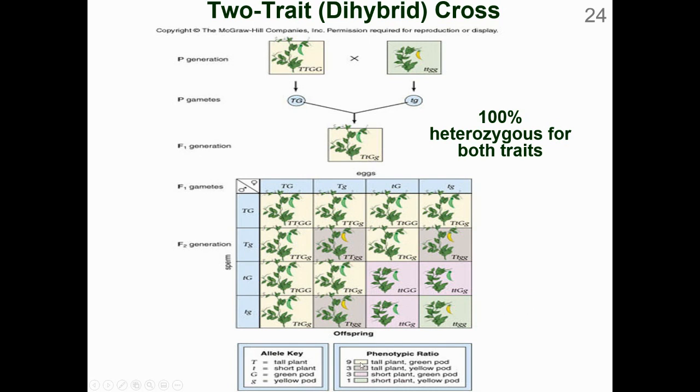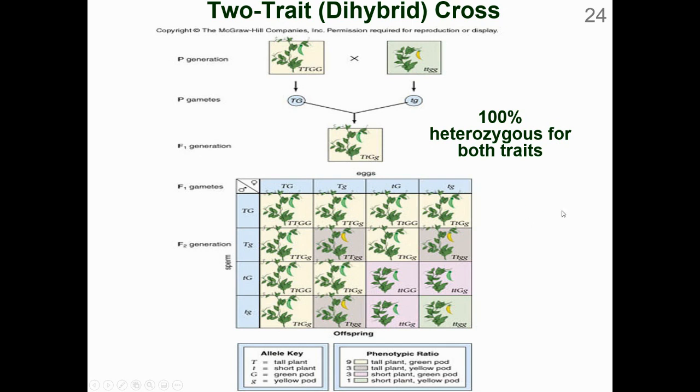9 show the dominant phenotype for both traits. 3 show the dominant for one trait and the recessive for the other. Another 3 do the reverse of that, the recessive for the first trait, the dominant for the second. And 1 shows both of those.